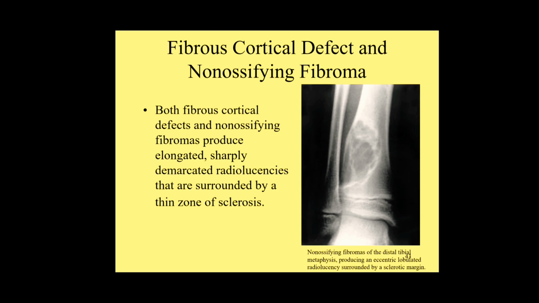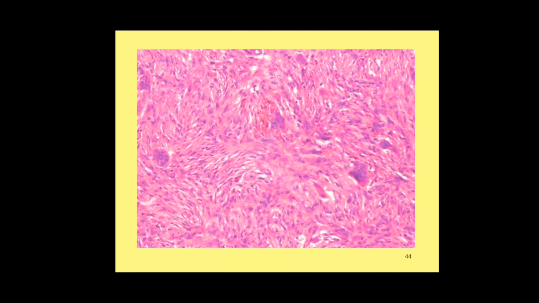So both fibrous cortical defects and non-ossifying fibroma produce elongated, sharply demarcated radiolucencies that are surrounded by a thin zone of sclerosis. So this is how a radiolucent area surrounded by a thin zone of sclerosis can be seen. Microscopically, what we see here is fibroblasts and macrophages. Spindle-shaped fibroblasts arranged in fascicles can be seen along with giant cells. Macrophages can accumulate to form the giant cells.